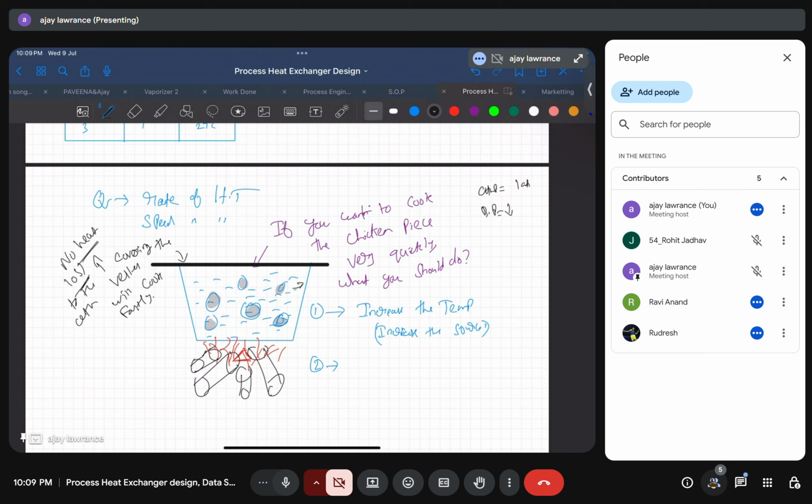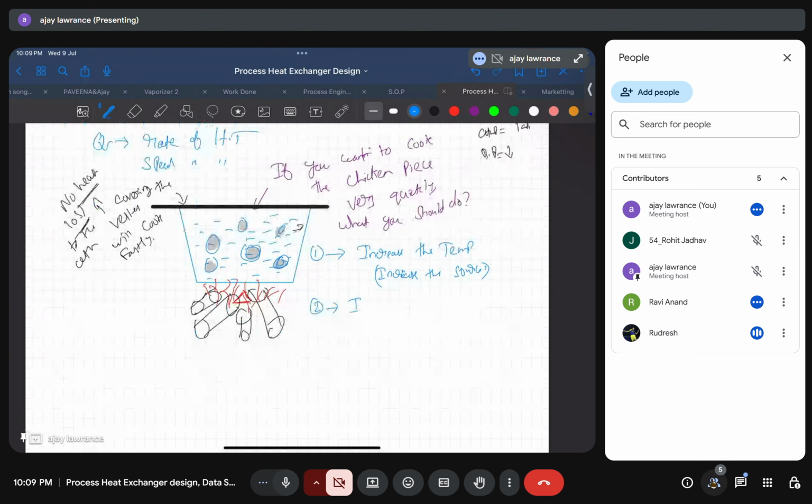Increasing the area of the vessel. Yes, yes, you are right. Tell me. Changing the vessel's surface area. Great. Increasing the surface area of the vessel.